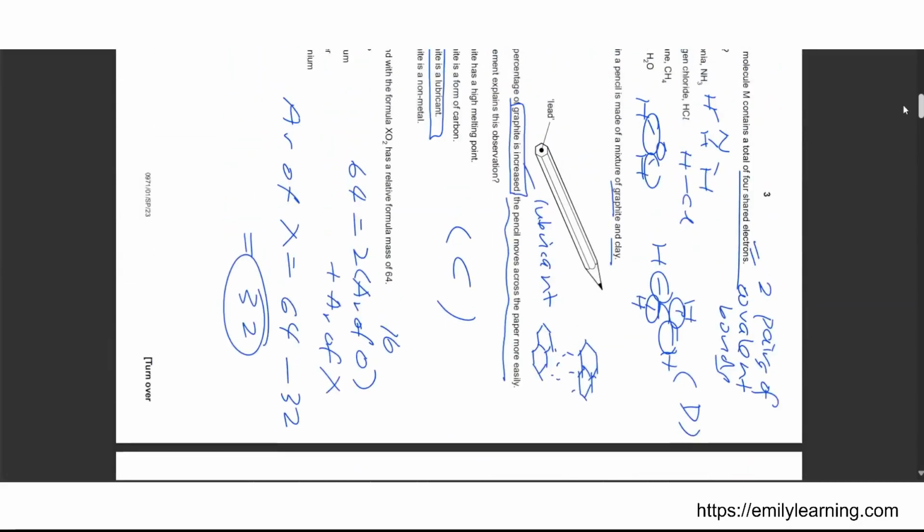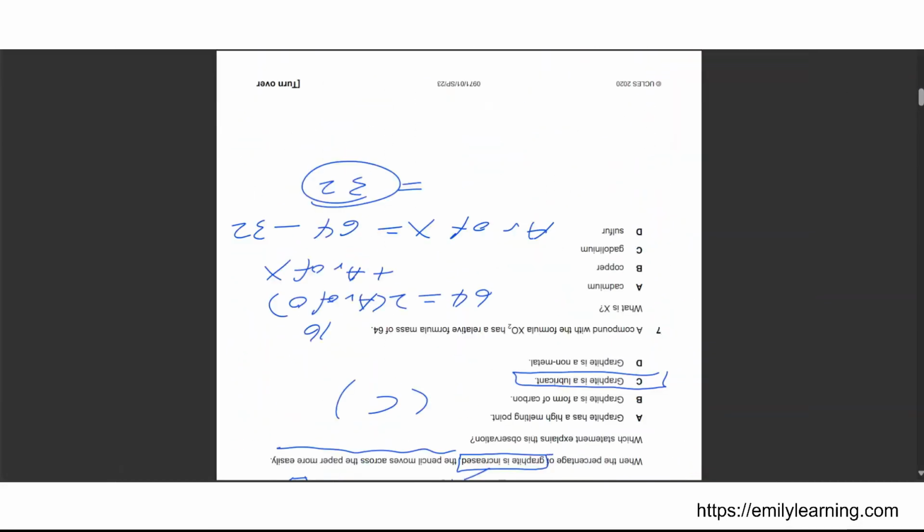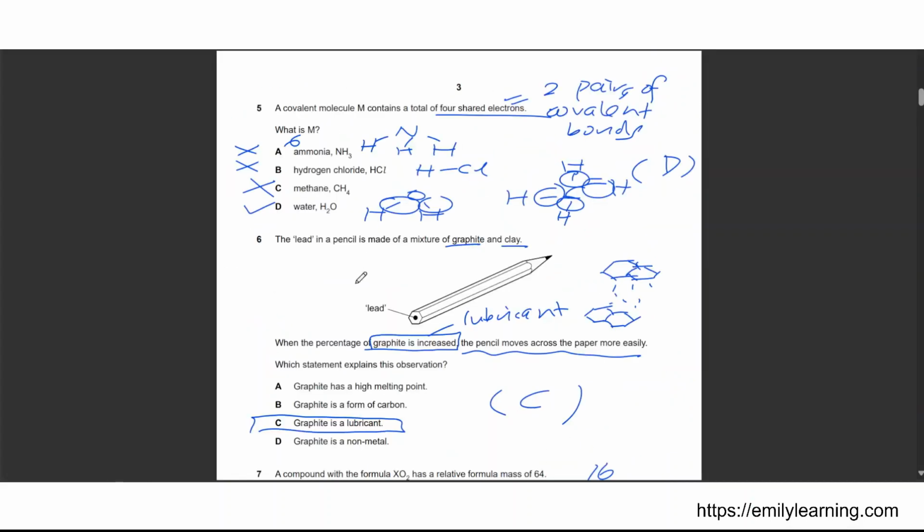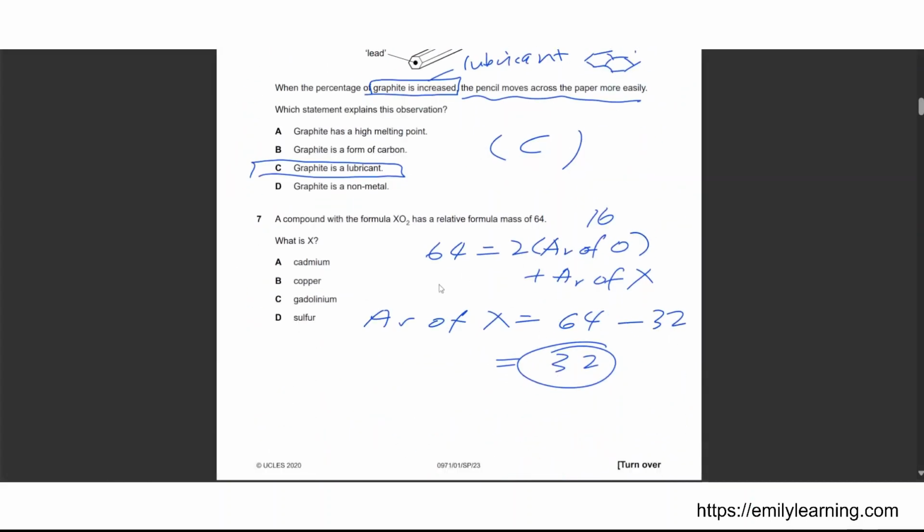So going back to here, I know that because X is 32, from the periodic table, the element that has a relative atomic mass of 32 is sulfur. So therefore, the answer for 7 is D.